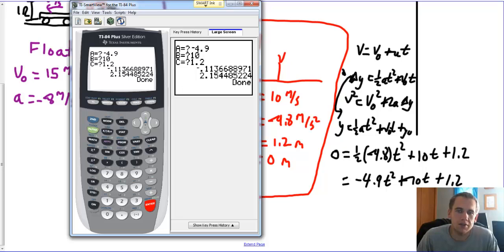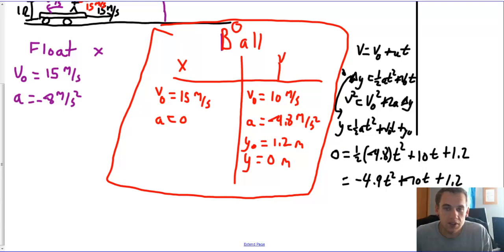But a negative time doesn't make any sense, right? If we went back in time, the ball would have been at the ground. Well, it was never there. It started 1.2 meters off the ground, so we don't worry about negative time. But I do see I have this 2.15 seconds. Okay? So that means the ball lands 2.15 seconds after being tossed. Okay? So I do know the total time for the ball. So t equals 2.15 seconds.